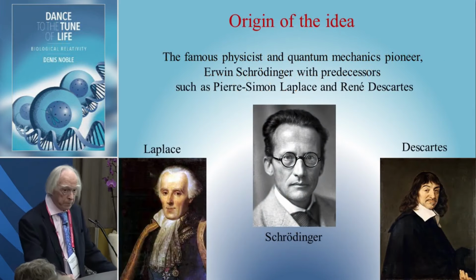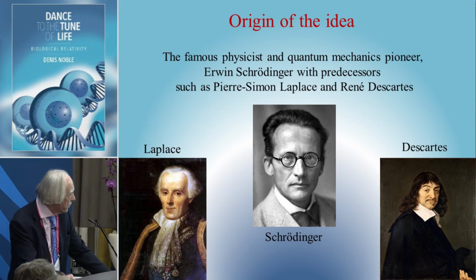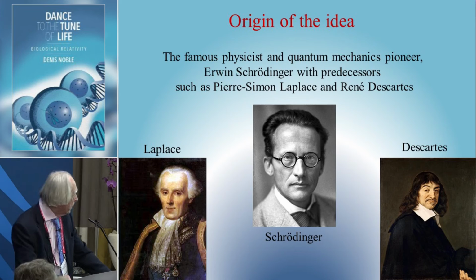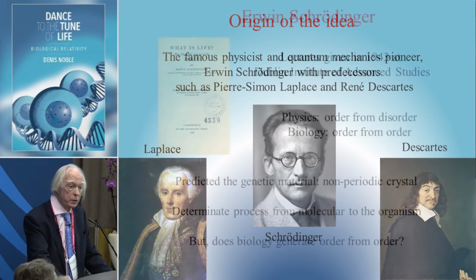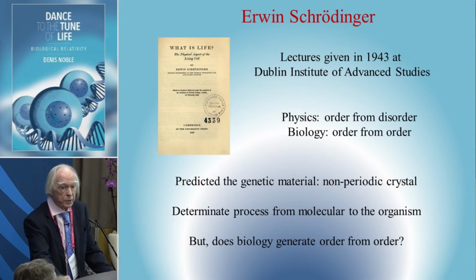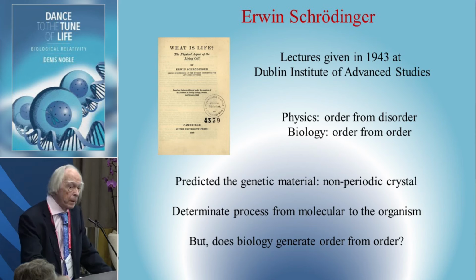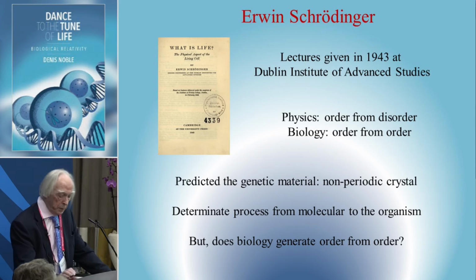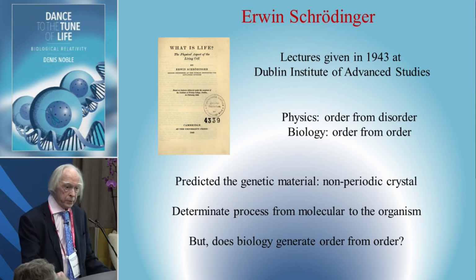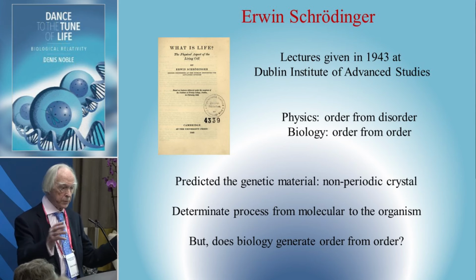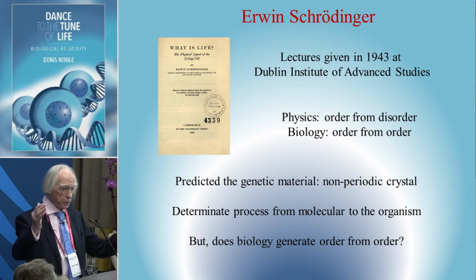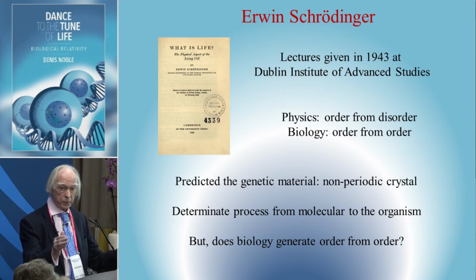How did we get into this problem? It arose, well, you can trace it all the way back to René Descartes in his treatise on the fetus way back in 1665, which was published after his death. But you can trace it through Laplace, through to Schrödinger, and it's Schrödinger's classic book, What is Life, published in 1943, which lays out the idea, and we'll come on to that now, that whereas physics is order from disorder, you have the stochasticity of gas molecules at the molecular level, but you've got, in a container at least, provided there is a constraint, ordered thermodynamic laws at the high level.